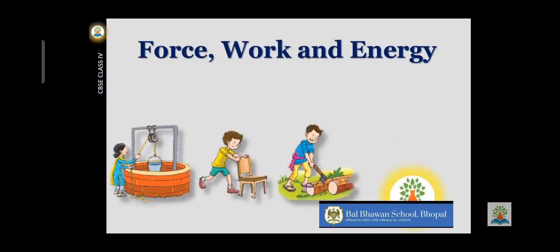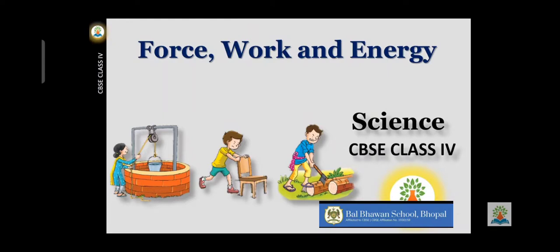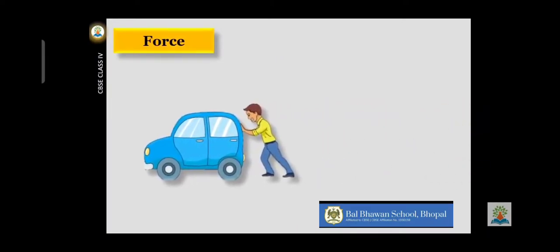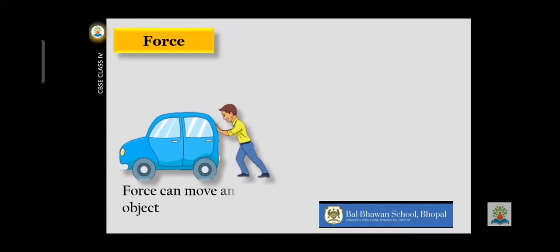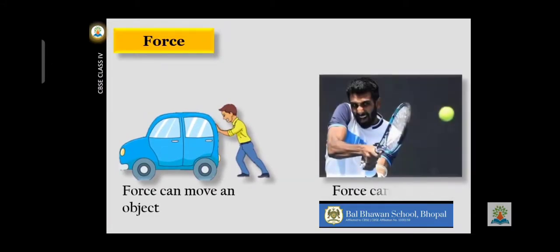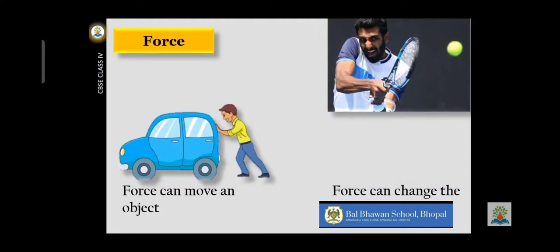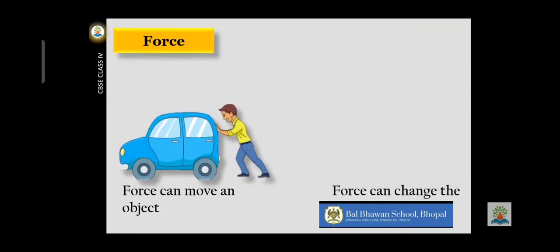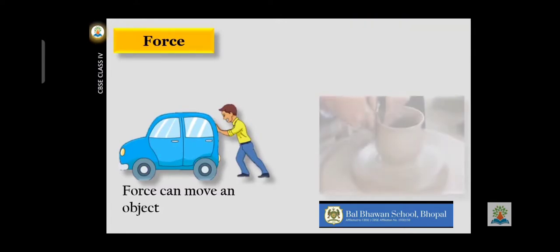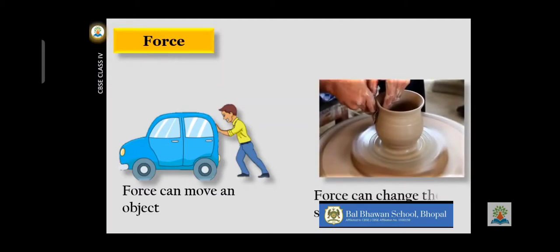So, today we are going to start chapter 11, that is force, work and energy. So, let's start this chapter and see what all we are going to study in this chapter. Children, in our daily life, we come across many situations where we use force to make an object move. We also use force to change the direction of an object, and sometimes we use force to change the shape of an object. So let's see what this force is.